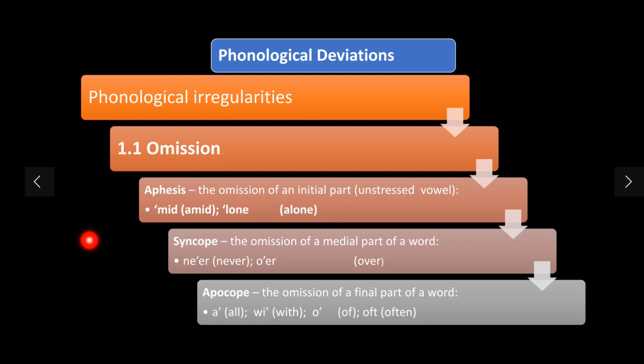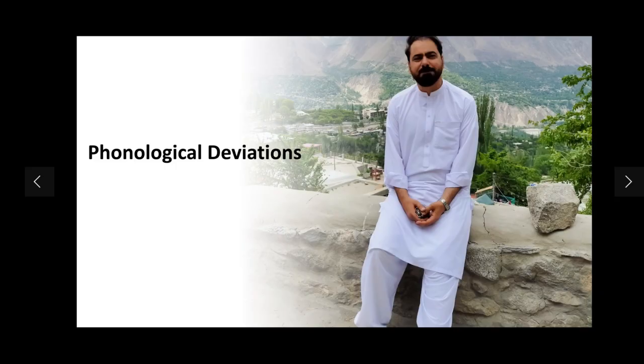So when the initial part is omitted, it is called aphesis. When the medial part is omitted, it is called syncope. And when the final part is omitted, it is called apocope. So you can conduct your research and apply this phonological deviation and investigate how a poem is phonologically irregular, or what the sounds are which are not regular. This irregularity may occur due to omission, and omission can be aphesis, syncope and apocope.